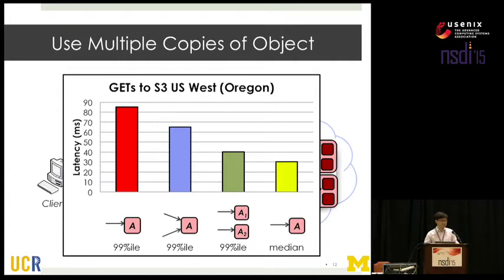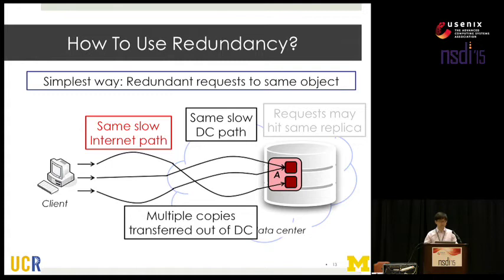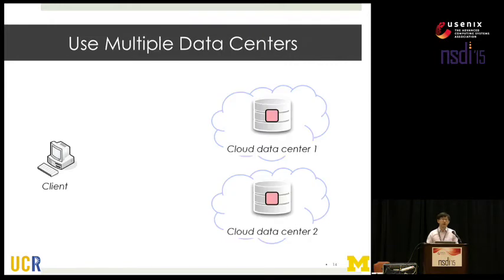So let's go back to the baseline approach. Next, I'm going to talk about how to reduce high internet latency. To increase the path diversity from client to data, we can create multiple copies of data not only inside the same data center, but also across data centers. So now a client can issue redundant requests to multiple data centers and only wait for the first response.